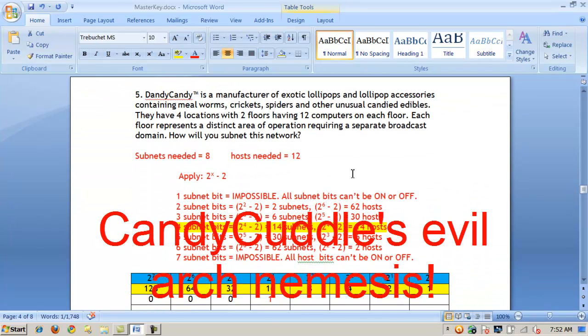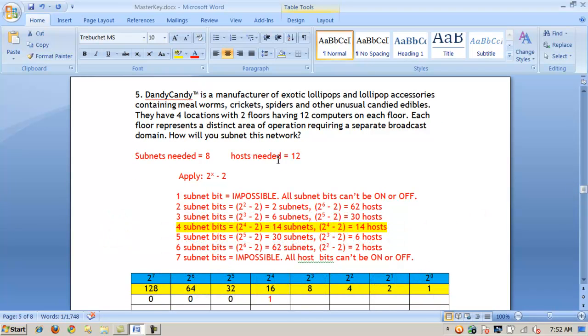Next, Dandy Candy is a manufacturer of exotic lollipops and lollipop accessories containing mealworms, crickets, spiders, and other unusual candied edibles. They have 4 locations with 2 floors having 12 computers on each floor. Each floor represents a distinct area of operation, requiring a separate broadcast domain. So again, 4 locations, 2 floors, multiply it, you have 8. You basically require 8 subnets, and you need to accommodate 12 hosts per subnet.